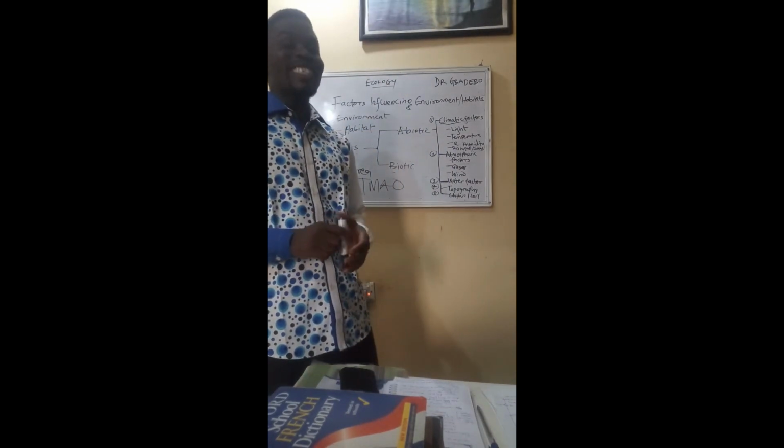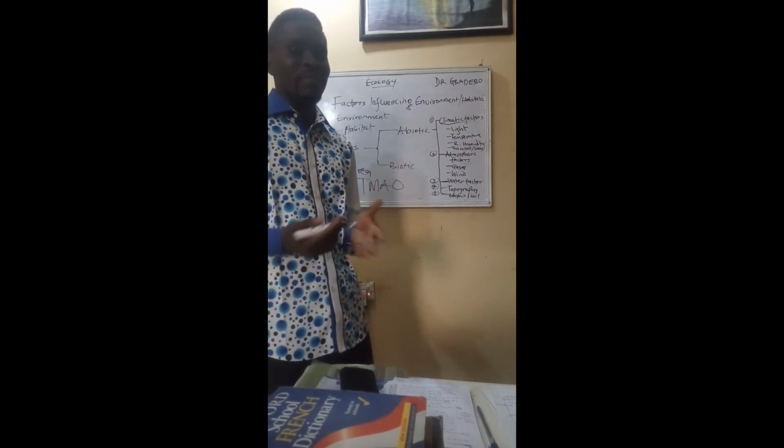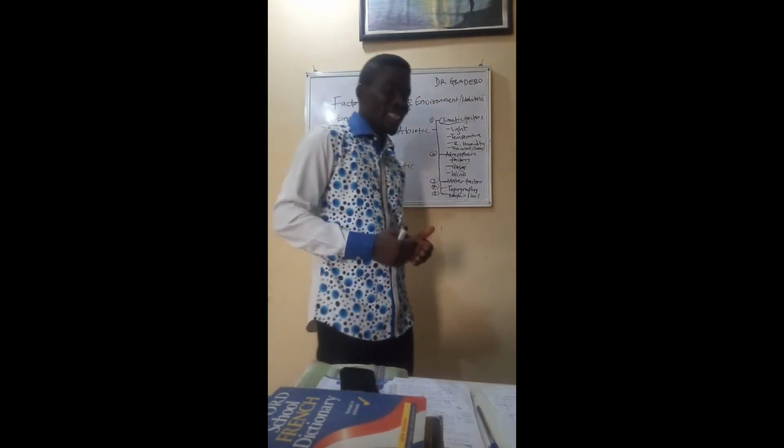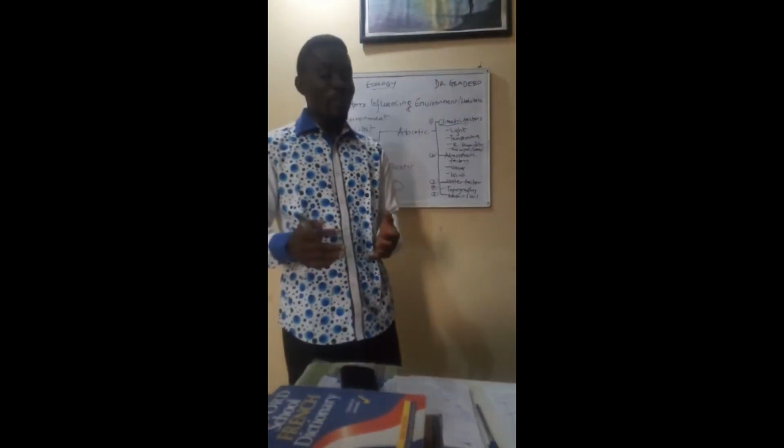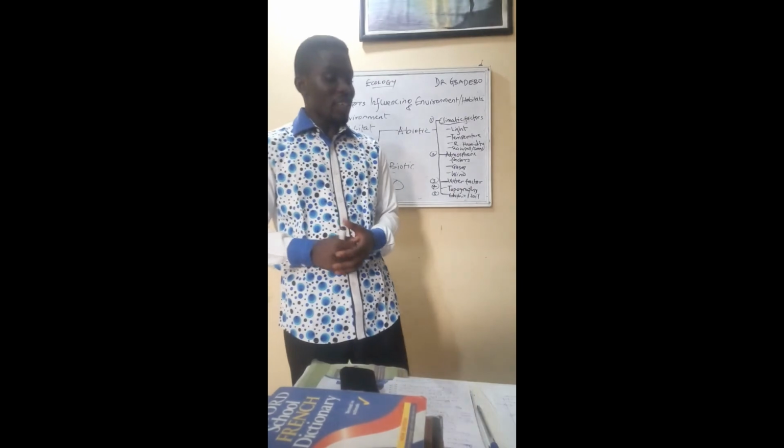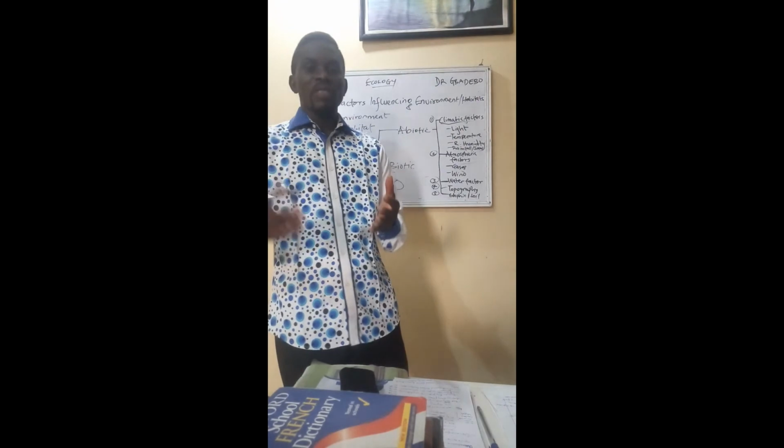Before I leave that, I also want to mention that terrestrial organisms too are affected by salinity. The way in which terrestrial habitats regulate salinity is through evaporation and precipitation. That is how the terrestrial environment regulates salt content.